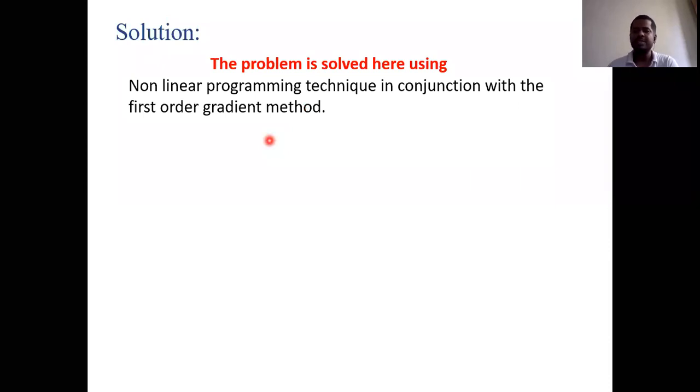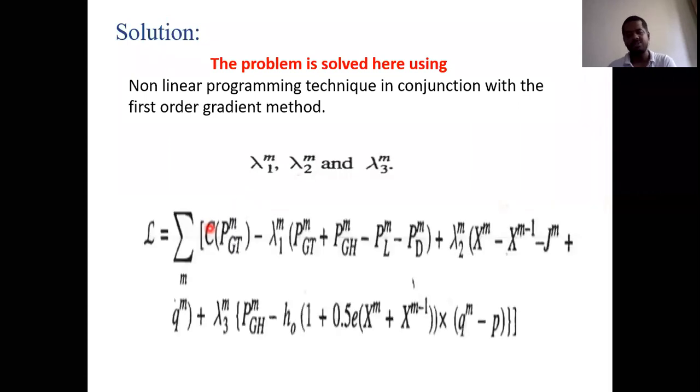So here, how many constraints are there? Three constraints are there. So that's why we have to use lambda 1, similarly lambda 2 and lambda 3 also. When you put the power balance equation, the water availability constraint and the hydropower generation on the objective function in one equation, you can write it like this.